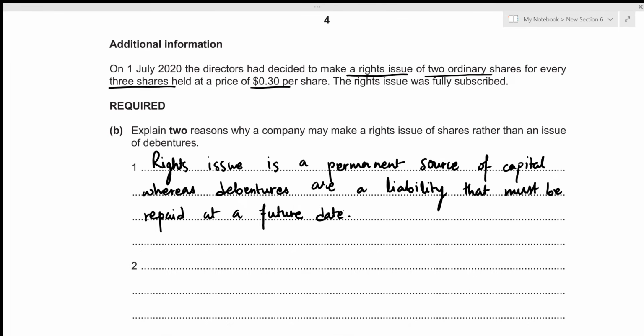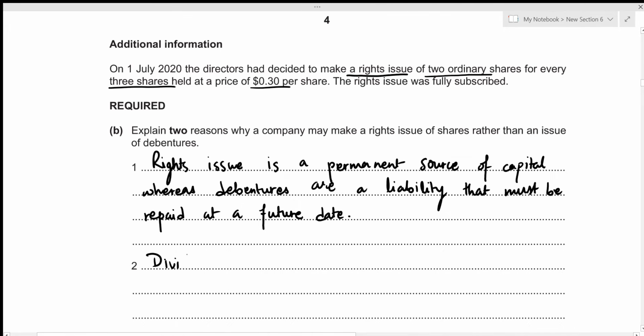Now, the second reason is that on any kinds of shares, be it ordinary share or right share, an investor expects a return, and that return is given in the form of dividends. Dividends are a part of the distributable profit, right? But in case of debentures, we need to pay the interest as we calculated in the above part as well. So these interest payments reduce the profit for the year. That would be the second reason. Let's write it down.